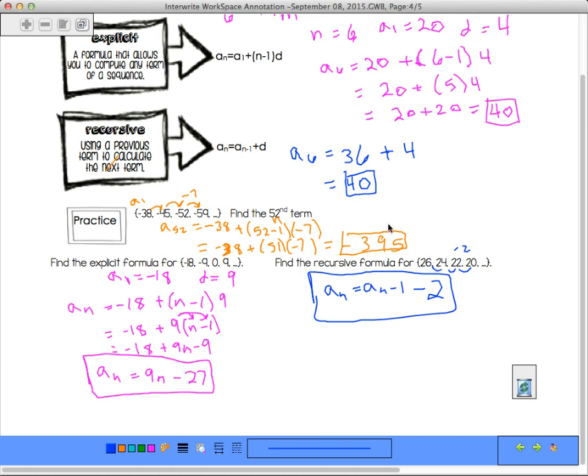Once again, much easier to write, super simple to use, but you have to know the term before to get to the next one. So this one is the one that we're going to use the most.